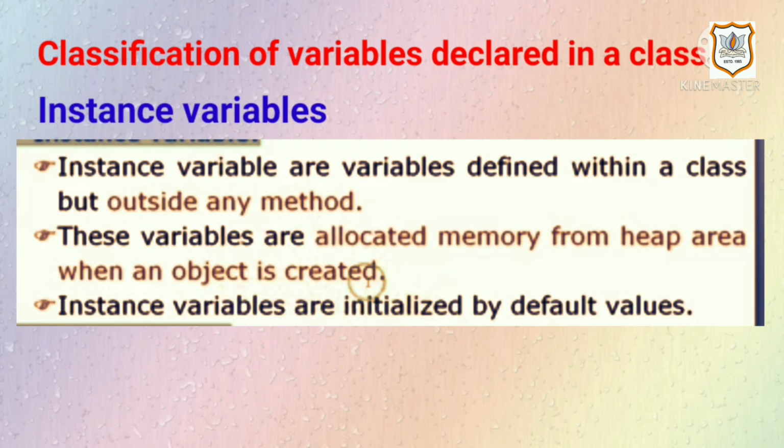Next variable is instance variables. Instance variables are variables defined within a class but outside any method. These variables are allocated memory from the heap area when the object is created. Instance variables are initialized with default values.